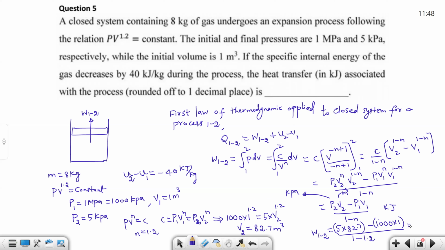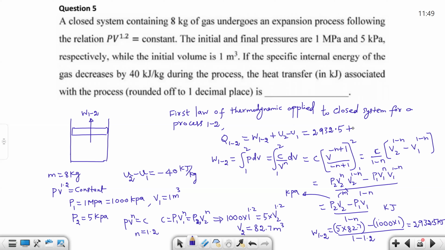So 2932.5 kilojoule. So you have got the work transfer and internal energy change is given. So work transfer will be positive because it is an expansion. So you got the integral PdV as a positive value. So in kilojoule, 2932.5 kilojoule.